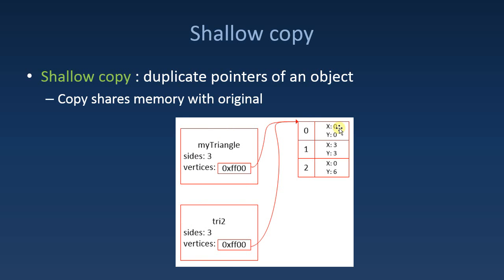So if I went right now and I took triangle 2 and I started changing its x and y values for this particular vertex, my triangle would share those as well. And even worse, if my triangle, if the original goes out of scope, if it gets deleted, it's going to delete that memory that it thinks it owns.